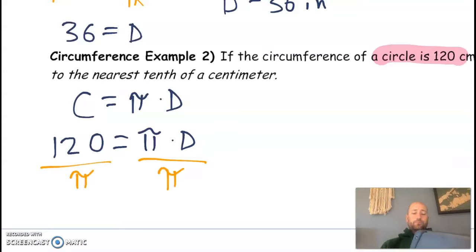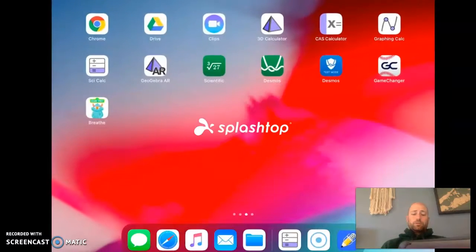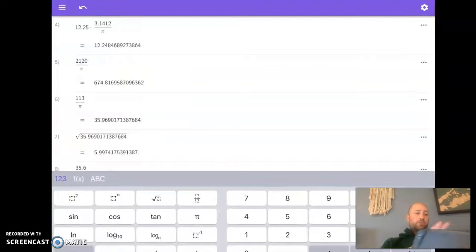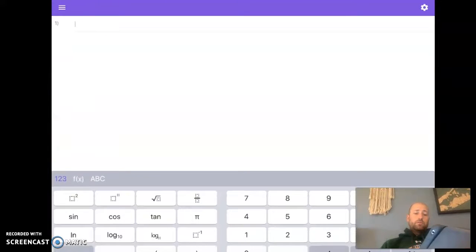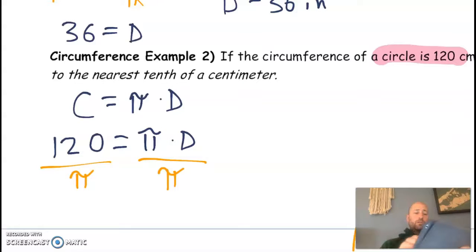Okay? So what I'm going to do here is go and do 120 divided by, and I'm using the pi button. Alright, so 38.197. So the diameter is equal to 38.197.